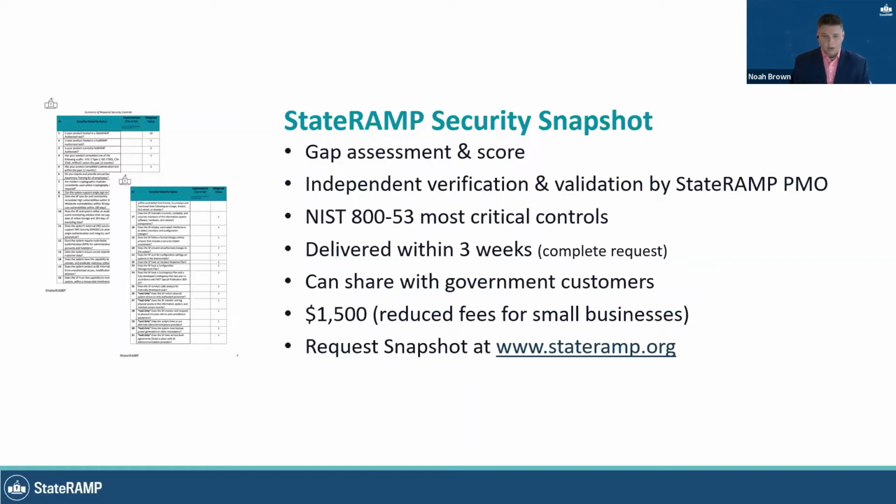And the provider is able to share that score with any government customers or any customers they would like. We at the PMO do not provide that score letter out to anyone. That is yours as the service provider to do so. The fee is $1,500. There are reduced fees for small business. And you can request that snapshot at stateramp.org, and we at the PMO would be happy to work with you.